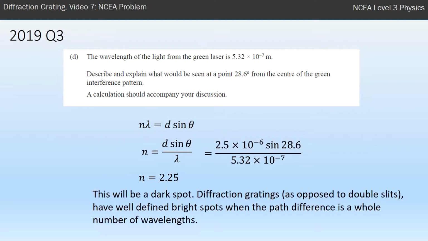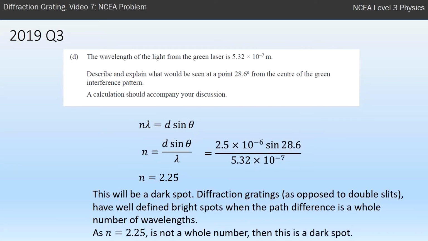So this is going to be a dark spot. We're using a diffraction grating, not a double slit. In diffraction gratings, they have very, very well-defined bright spots when the path difference is a whole number of wavelengths. In between those bright spots, the rest is dark, and so we've got n equals 2.25. It's not a whole number. If it was n equals 2, definitely a bright spot. n equals 3, definitely a bright spot. Anything in between is going to be a dark spot, which is what we've got here.